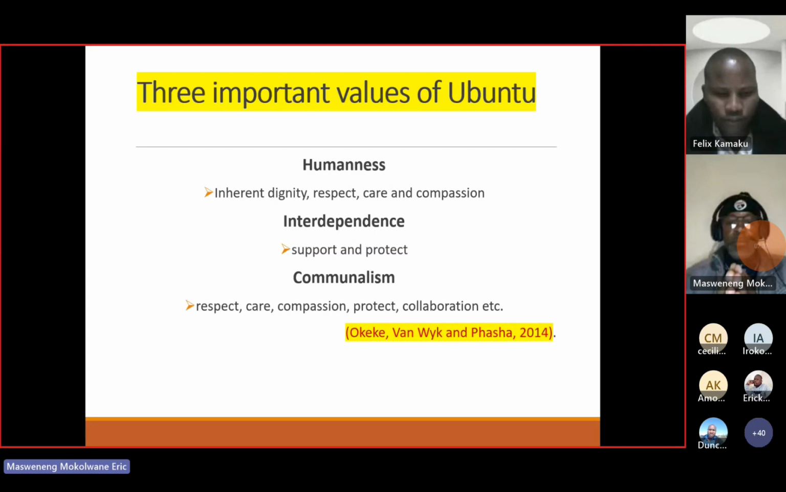Well, it also has the second value, which is interdependence. Interdependence actually embraces the support everyone has. Once we have humanity amongst ourselves, we'll be able to support and protect one another. Well, another value which is very much important is communalism, which brings about a sense or a feeling of community. Now, if we have a sense of community, then we'll be able to respect one another, take care of one another, we'll be compassionate, we'll protect, and we'll collaborate with one another.